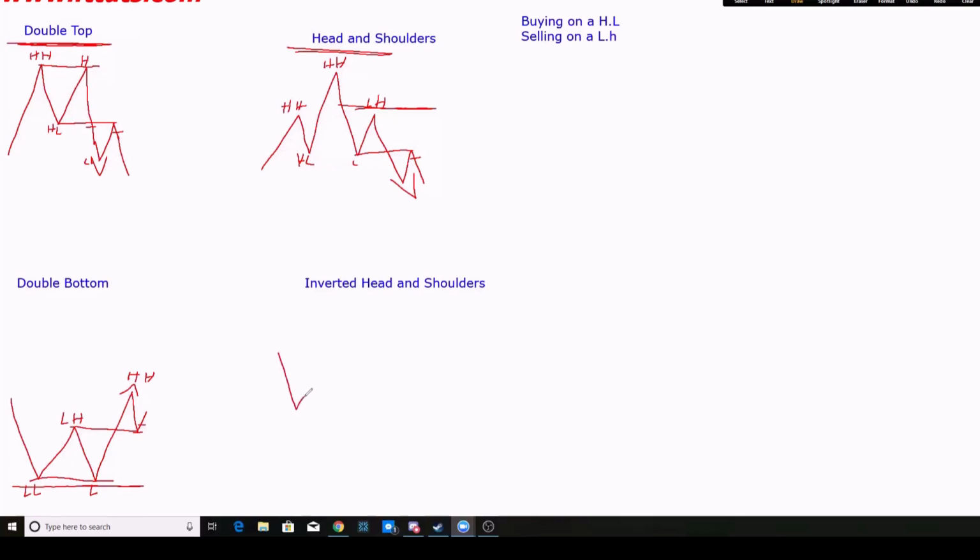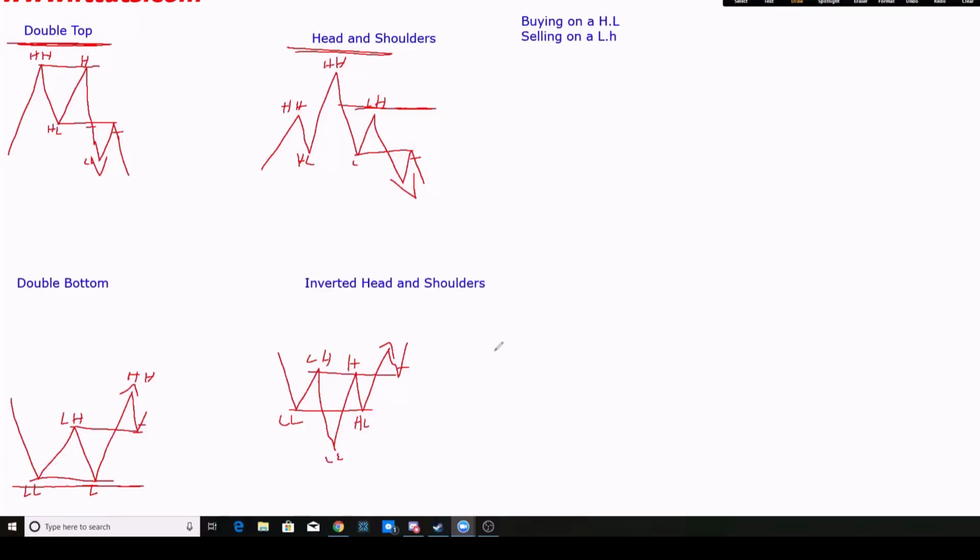So left shoulder, head, right shoulder. So as you see, the neckline is right here. So we have to break this area of resistance. As you can see, there's also an area of support here. So initially we were in an overall downtrend, formed a lower low, then a lower high, then a lower low, then we formed a high, and then we formed a higher low, and then that's when the market breaks structure. Then wait for the retest, and then you can put your entry. It's as simple as that.